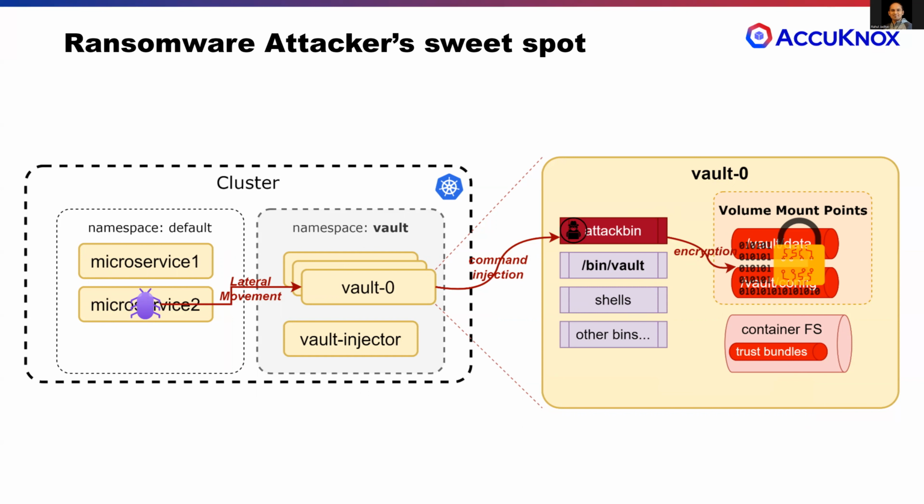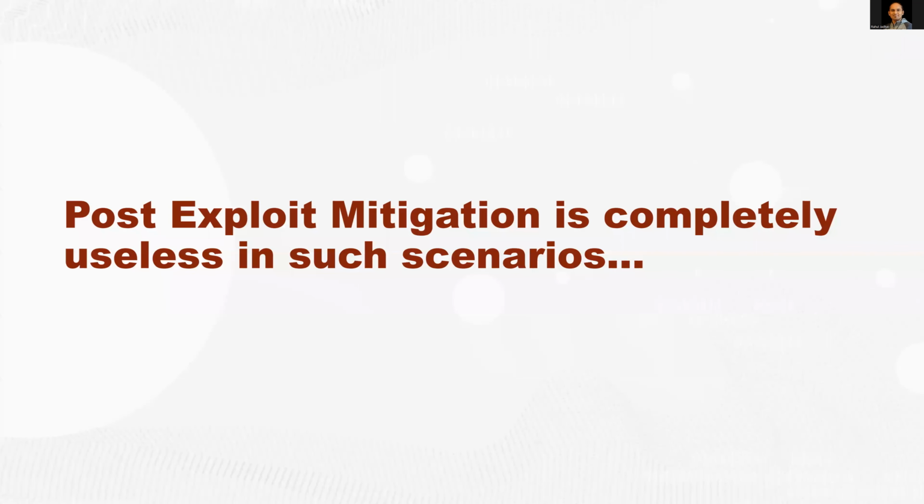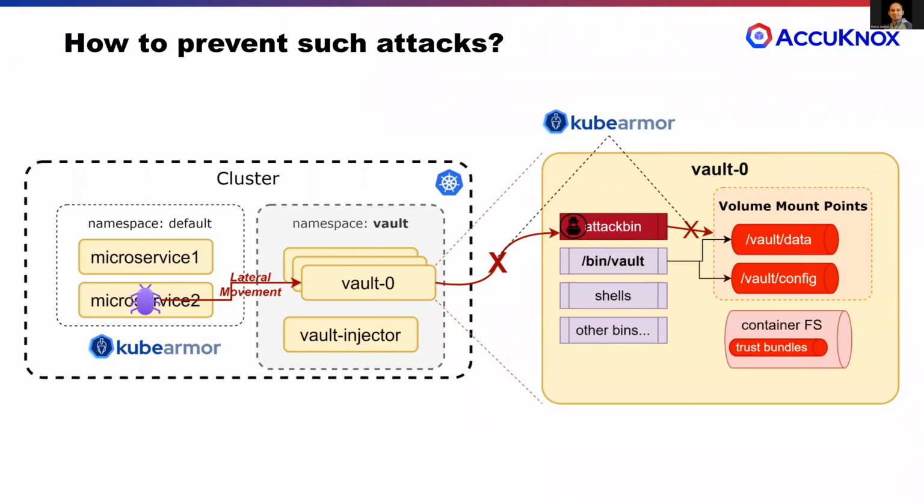Any binary within the Kubernetes pod has equal access to the volume mount points and thus can cause real trouble. Post-exploit mitigation, that is killing the attacker binary once it has encrypted the content, is of really no use in such scenarios. AccuKnox tooling helps to identify the least permissive security posture of the sensitive workloads and locks it down.